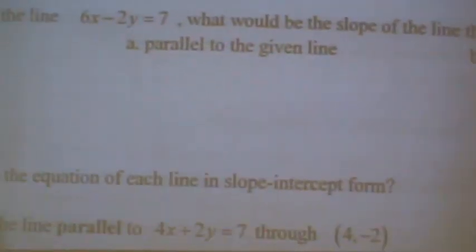So now, take a look, we're on the back side, number 8. They give you an equation here. And they're saying, if we took this equation, this line, what would the slope have to be if we were to construct a line that's parallel to this line? So what would we do to this line? Find the slope of this line, because our new line will have the same slope. So how do you find the slope of this line?